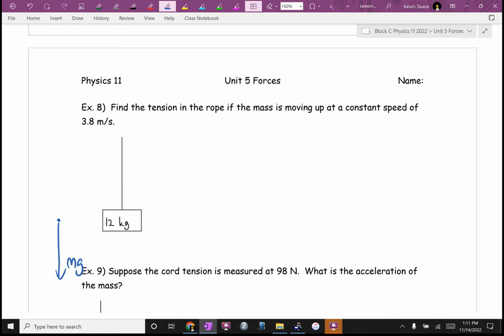By the way, I set this one up on purpose, and I apologize. This is kind of a classic mistake. Kids see the 3.8, and they say, oh, it must be accelerating. They see the word up. Oh, it must be accelerating. What's the two-word phrase that's the key to doing this question? I like this question. What's the two-word phrase we should have underlined?